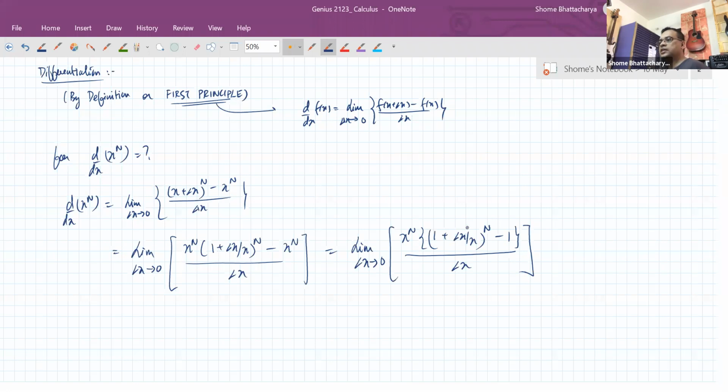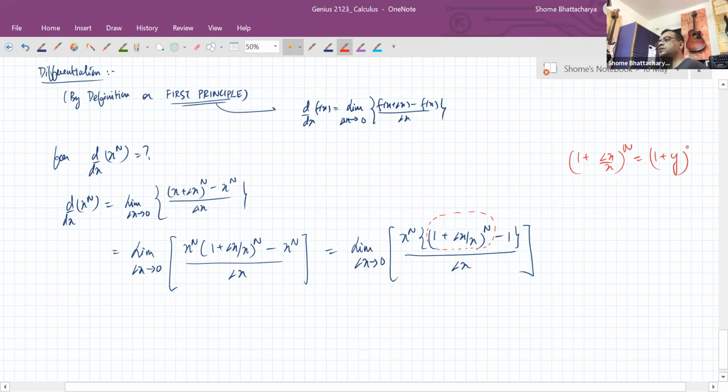Okay, now comes the critical step. This term is where we can apply the binomial approximation: (1 plus delta x by x) to the power n. Think of it like (1 plus y) to the power n, where y is equal to delta x by x. So obviously y is very small compared to 1 because delta x is tending to 0. Okay, so this can be approximated as 1 plus ny. So that is 1 plus n times delta x by x.